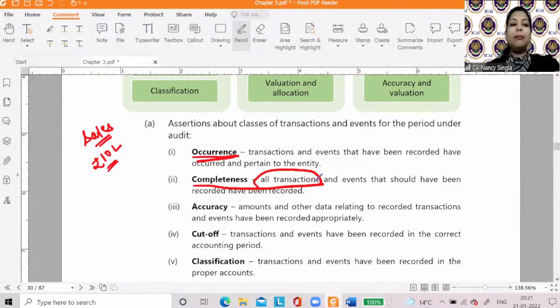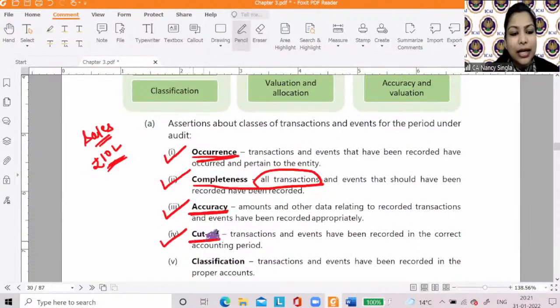By writing sales of rupees 10 lakhs, management wants to declare or assert to the users of the financial statement, listen to me, that these sales of 10 lakhs have actually occurred during the year, and these 10 lakhs show the complete sales that have taken place during the year. These sales have been shown at the correct amount. These have been accurately recorded. These pertain to the current period only.